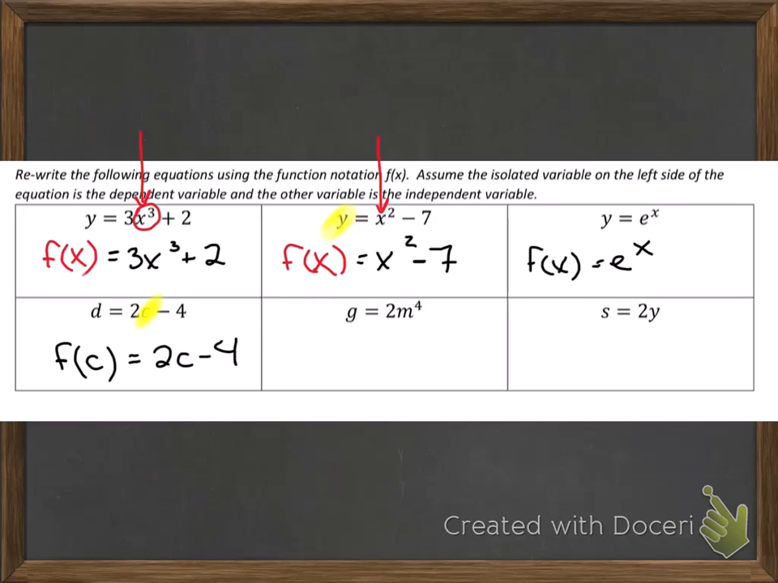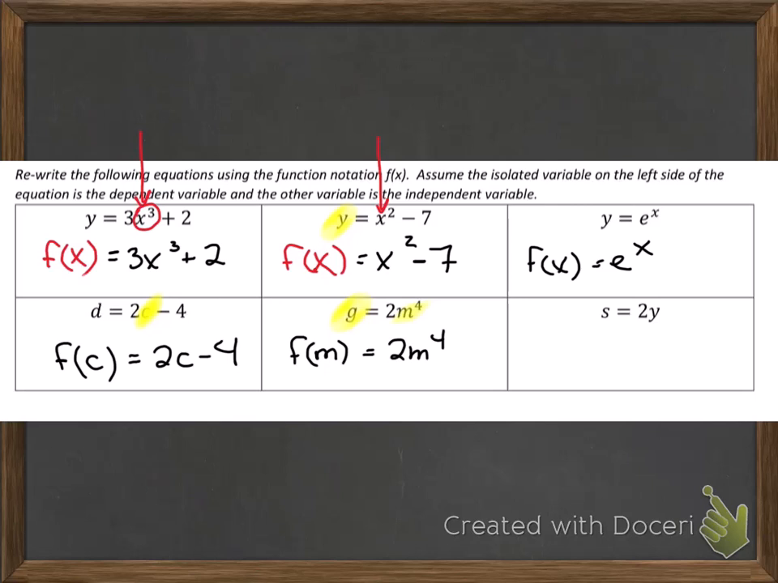In the next one, we're going to assume that g is our dependent variable. So we're replacing g with f of something. But what is that something? Well, as you can see, m is our independent variable, so we have f of m. In other words, this is a function of m.